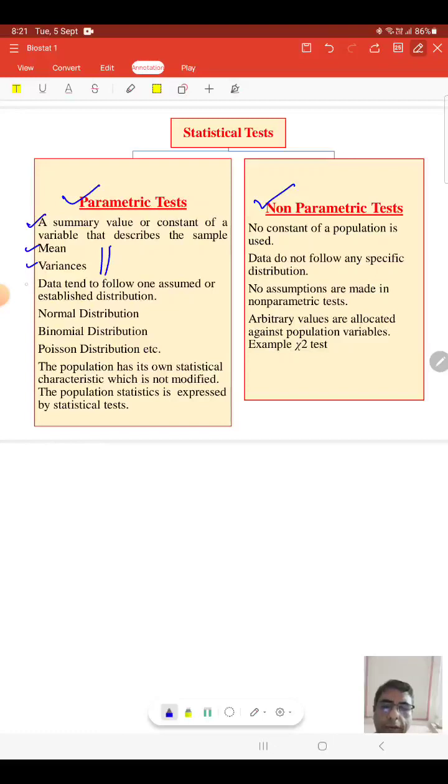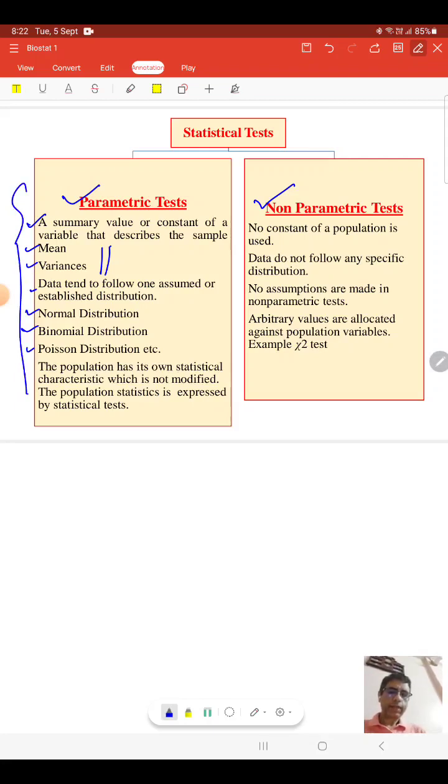Data tend to follow the assumed and established distribution, right? So in parametric test, the data tends to follow the assumed or established distribution, which are normal distribution, binomial distribution, Poisson distribution. So it is not going to impose any values from outside onto the population. It is going to measure the parameters of the population, right?